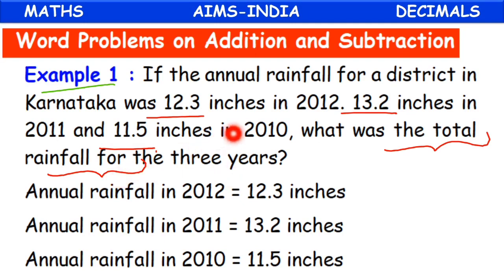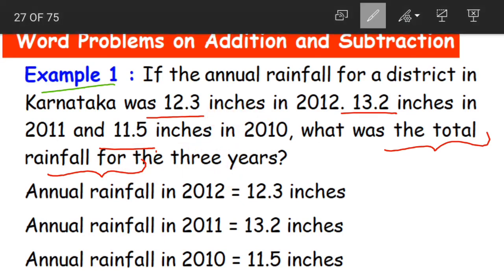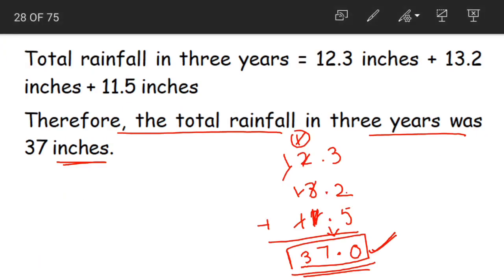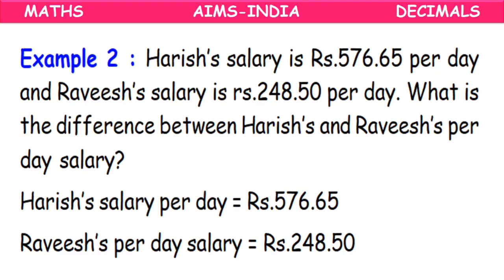Rainfall is normally measured in inches or centimeters. In the question, as we are given the information in inches, the answer should also be represented in inches. Understood the first word problem? Coming to the next one.